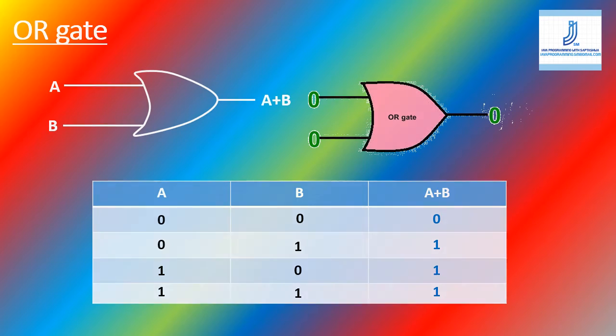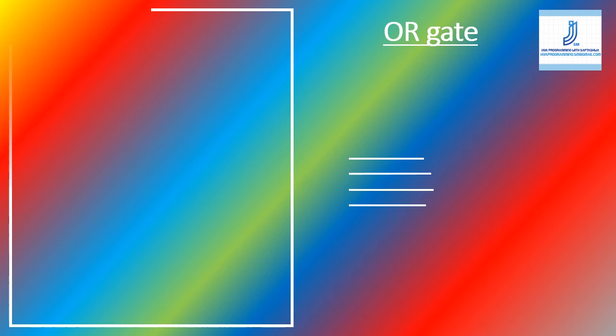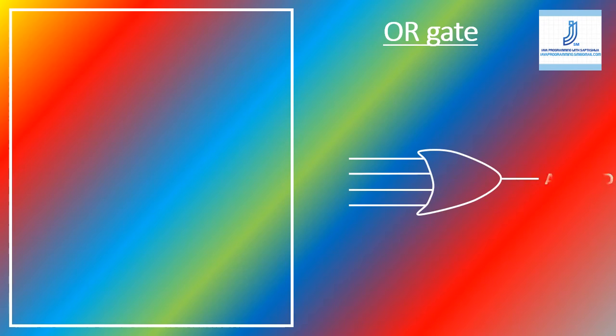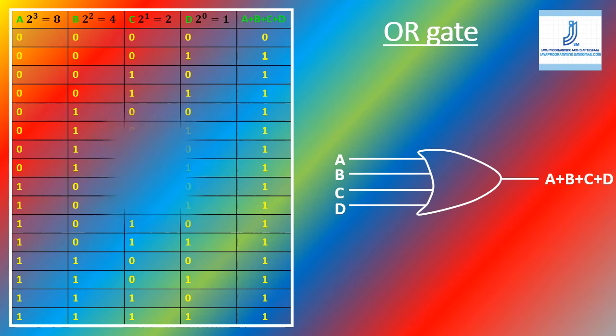If the number of inputs in an OR gate exceeds 2, it becomes a bit complicated to write down all the input combinations in a truth table. So let me share with you all a trick so that you don't miss out a single combination for writing the truth table.